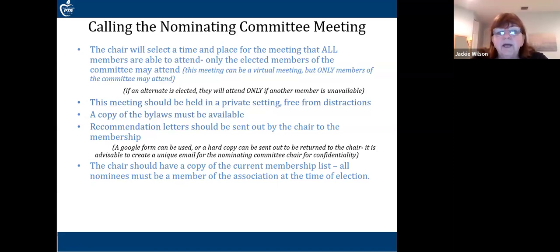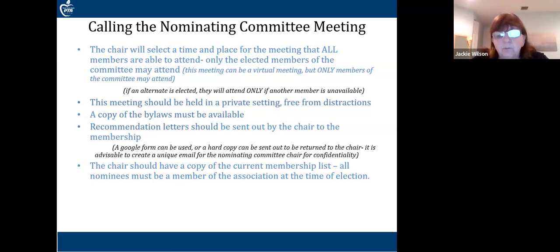If an alternate is elected, they will only attend if another member is unavailable to attend. As I said, a private setting free from distractions. You will need a copy of the bylaws, and recommendation letters should be sent out by the chair to the membership. You can use a Google form, you can use a hard copy that is sent home, but they would be sent back to the nominating committee chair for confidentiality.